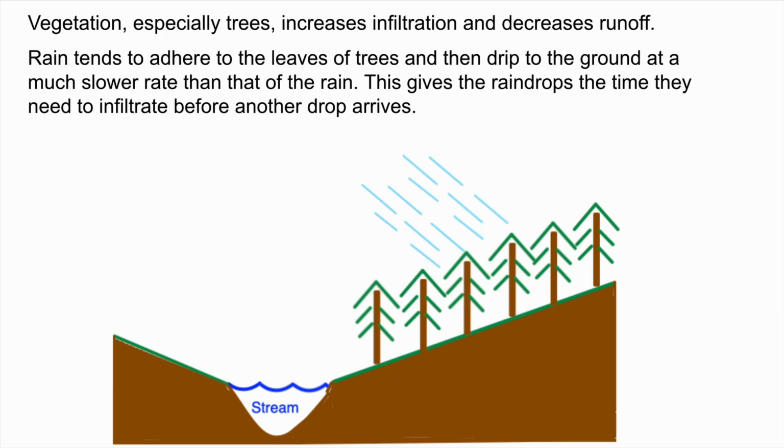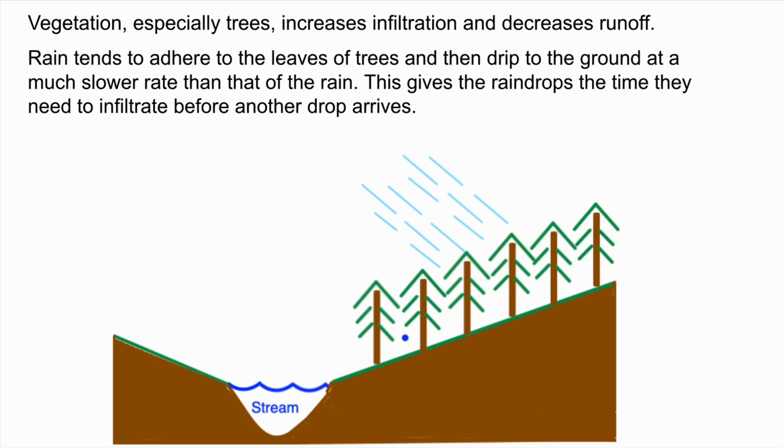So why is that? What happens is the rain comes down, and the raindrops are going to adhere to the surfaces, just like they adhere to the surfaces of soil particles. They're going to adhere to the branches of the trees and the pine needles or the leaves. So it sticks to them. And as a result, that slows it down.